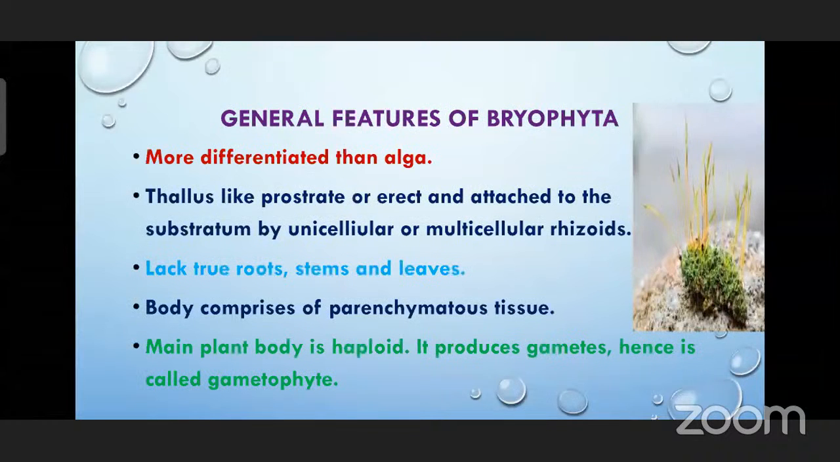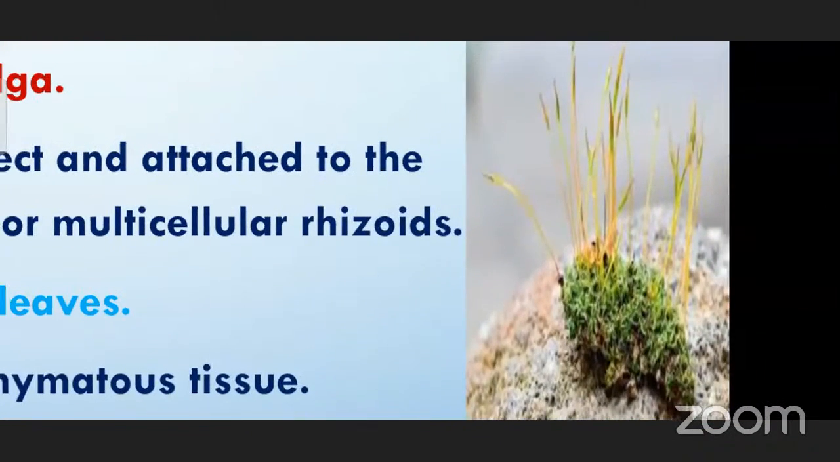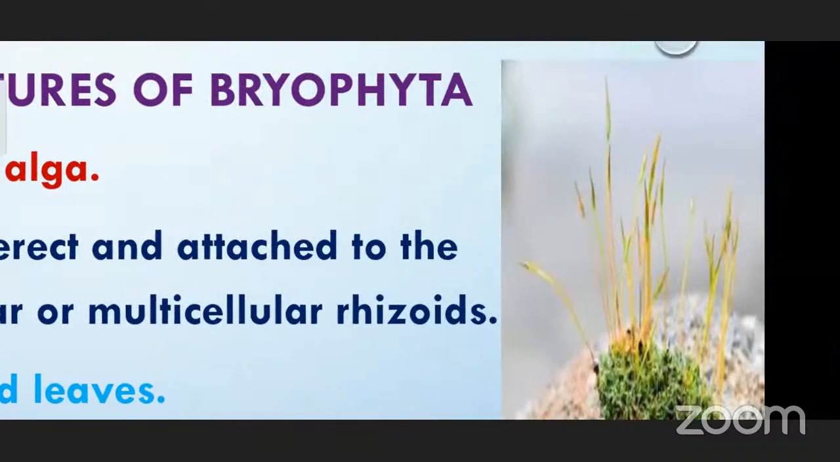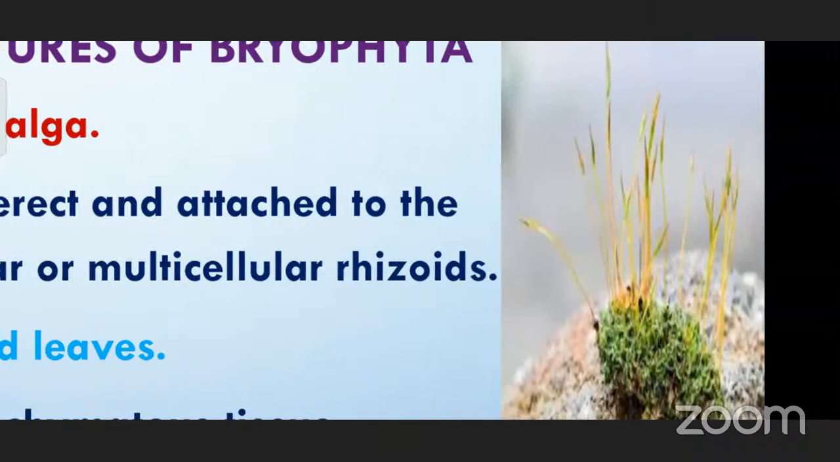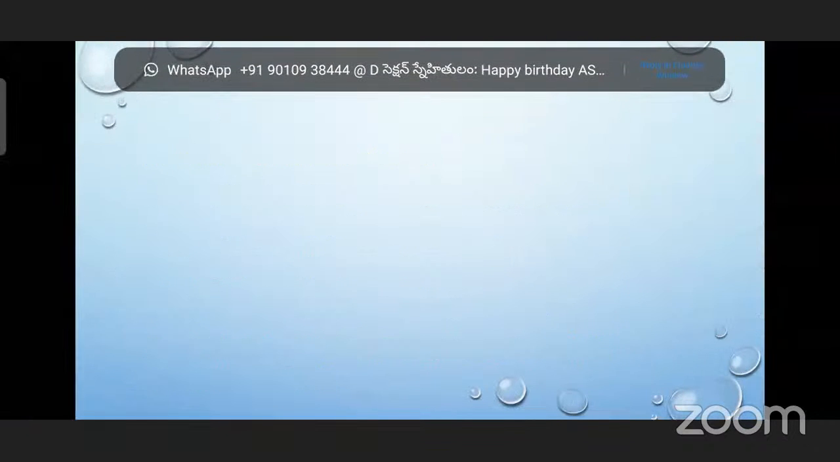You can see Funaria here. The plant body of Funaria can be clearly seen here. The lower part of this plant body is the gametophyte, and the upper part, this long slender structure, is called the sporophyte. Foot, seta, and capsule are the parts of this Funaria. So the plant body is a gametophyte.